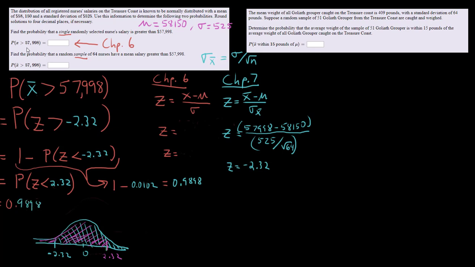So again, 0.9898. Okay. Now, why is the answer so much different than it was before? The answer is so much different because when you're talking about a single observation, that chapter 6 question, you could pick an outlier. You're only picking one person. When you pick one person randomly, you're usually going to pick somebody close to the mean, so somebody with a salary close to $58,150. But you could occasionally pick somebody with a salary of $65,000 or $70,000 or $100,000. But usually you'll pick somebody close to the mean because that's what it means to be average.